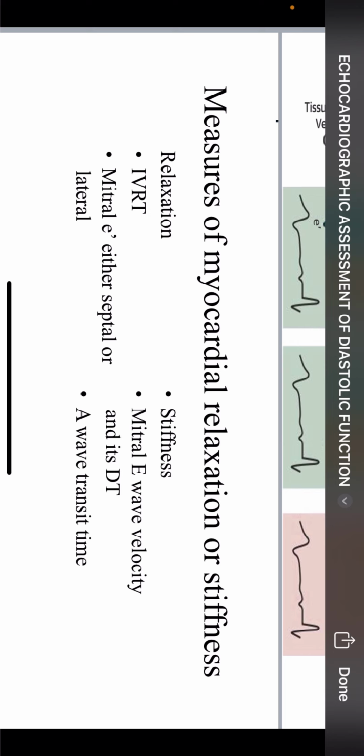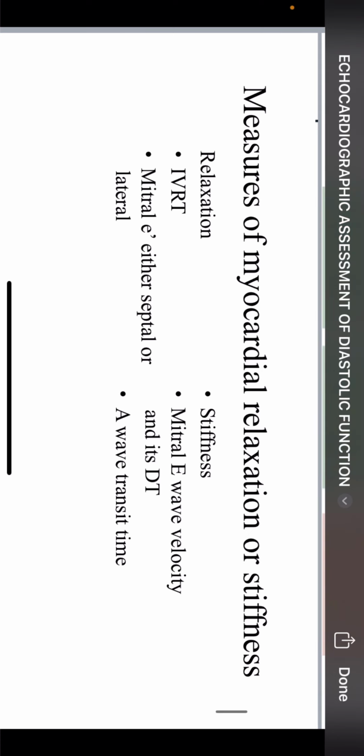Now, measures of myocardial relaxation or stiffness. We have relaxation, and on the other side, stiffness. Relaxation is measured by IVRT, I already said that, and then septal E, annular movement, mitral annular movements, either septal or lateral. Then stiffness: A wave transit time, and then mitral E wave velocity and its deceleration time.